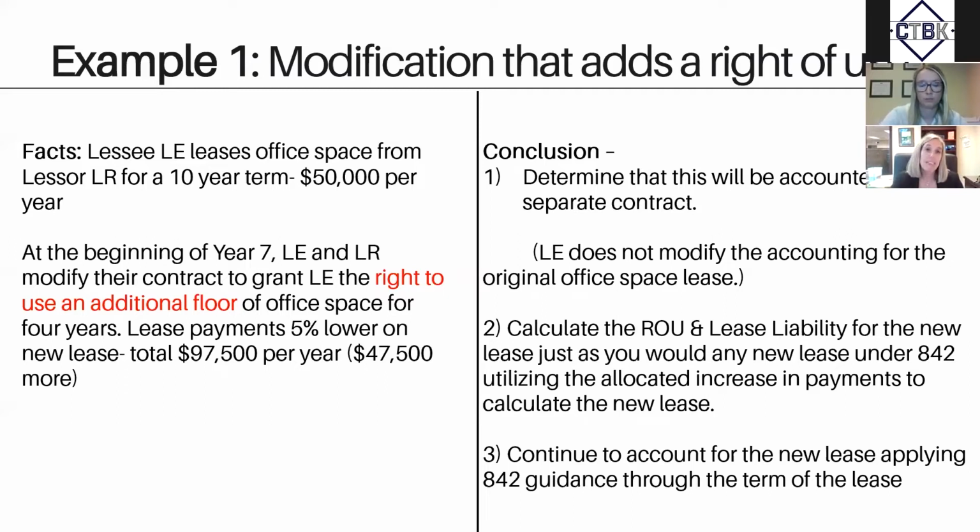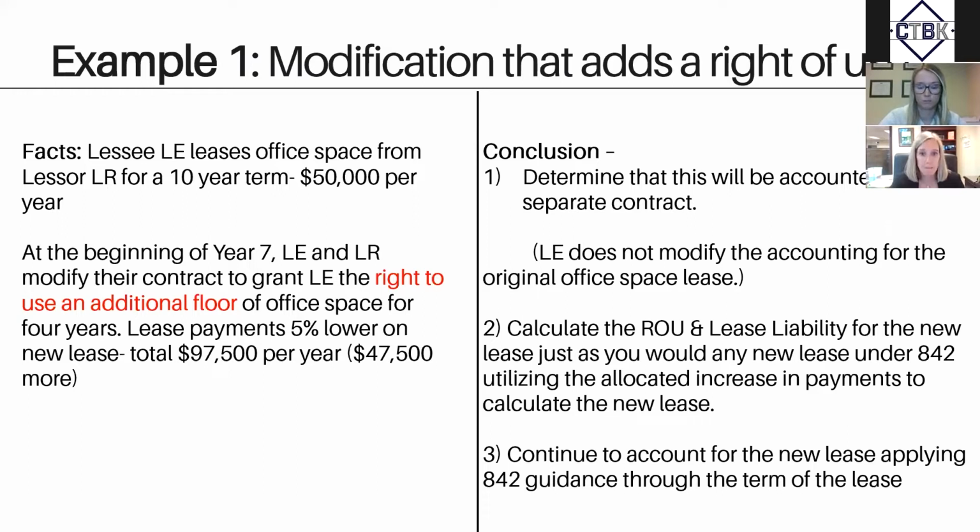Is the lease payments increasing? Yes. The allocated amount, or the increase from the original 50,000, is the 47,500. So both of those conditions apply. So therefore, we're going to account for it as a separate contract.